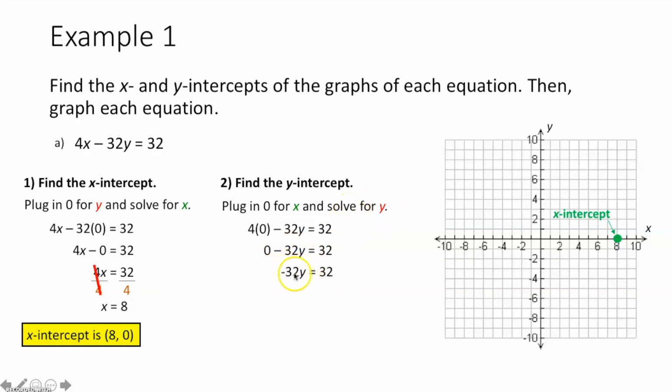Now all we have to do to get y by itself, because we're solving for y, is we need to get rid of this negative 32. Since it's negative 32 times y, I do the opposite, the inverse. I divide both sides by negative 32. That way these cancel each other out, and I get y is equal to, what's 32 divided by negative 32? That's negative 1.